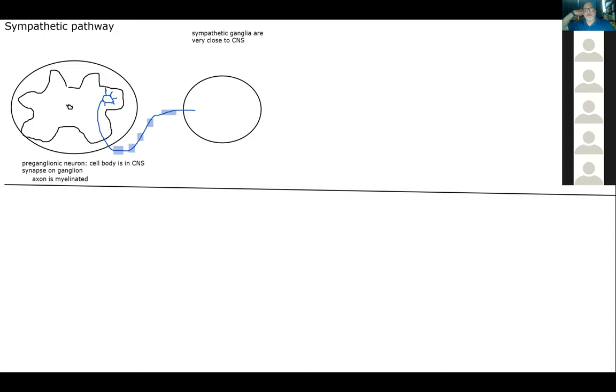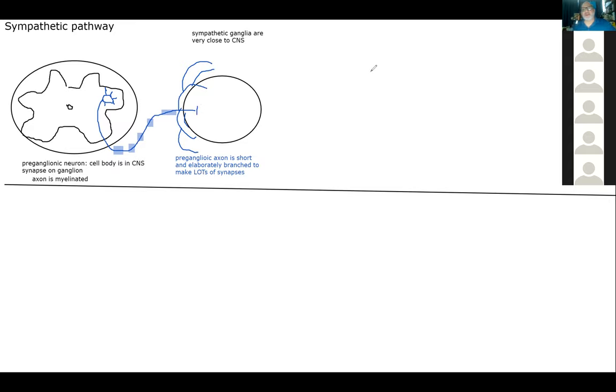But what's going to be different is that because that sympathetic ganglion is so close, our preganglionic axon is short. And remember, as we also talked about, it is elaborately branched to make lots of synapses. So we have this short axon with many, many branches coming off of it, forming many, many synapses.